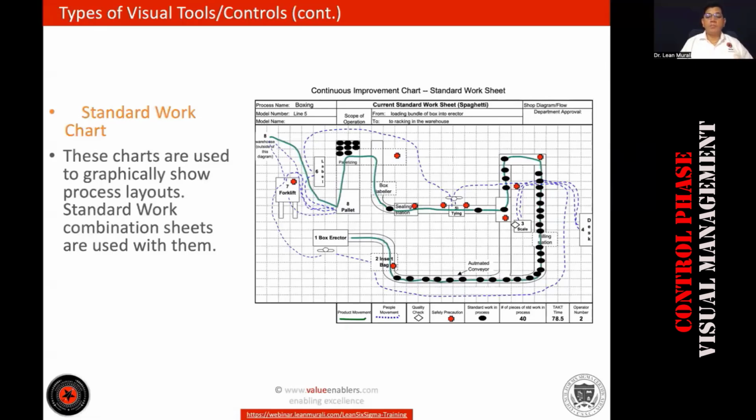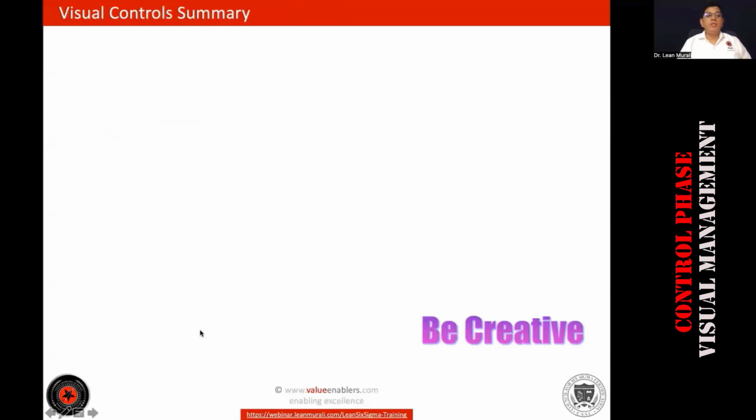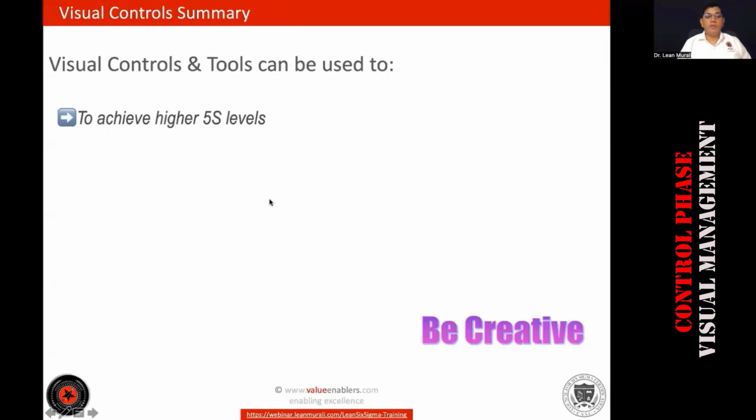This is also used for standardizing the workflows. There is something called standard work combination sheets, which we will deal with sometime later, and that helps in that. So be creative, and visual tools can be used to achieve higher 5S levels. How many of you agree with this? Type agree in the chat box.